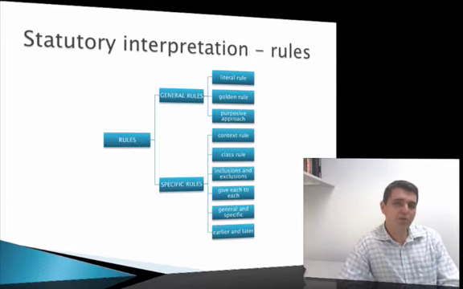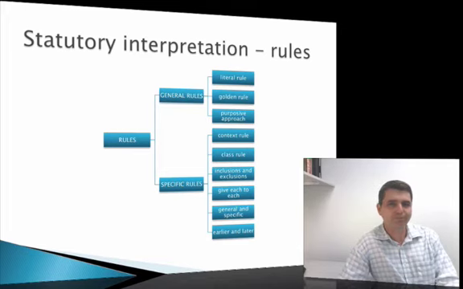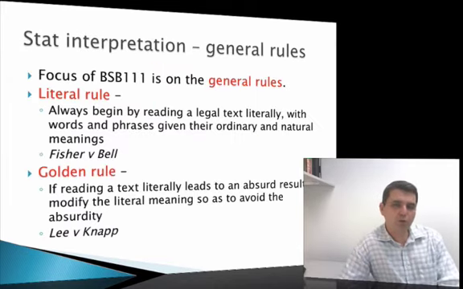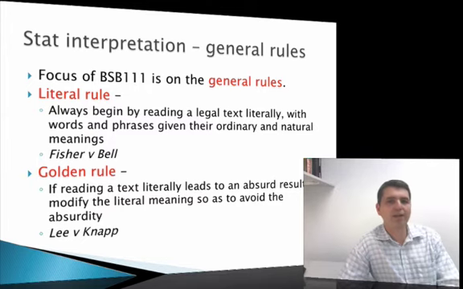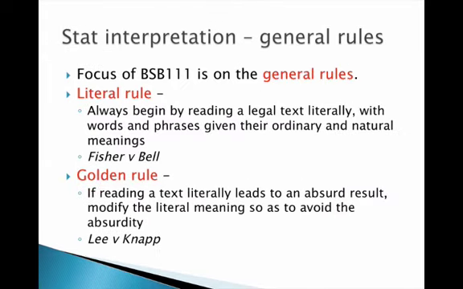You can see there are really 2 kinds of interpretive rules that we have. The first are the general rules, and the second are some more specific rules. Be aware of them, but we're actually not going to deal with them. We're going to concentrate on these general rules, the most used ones. So, 4 rules, and here they are in order. 1, the literal rule. And it means that you should always begin by reading the text literally, with the words and phrases given their ordinary and natural meanings.